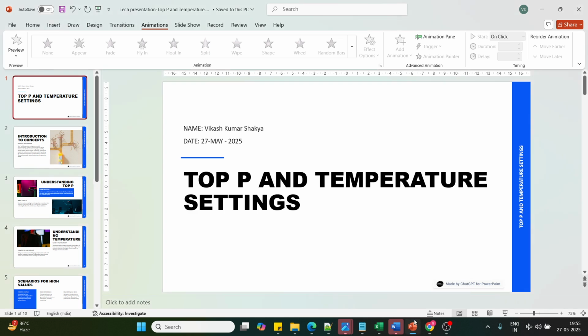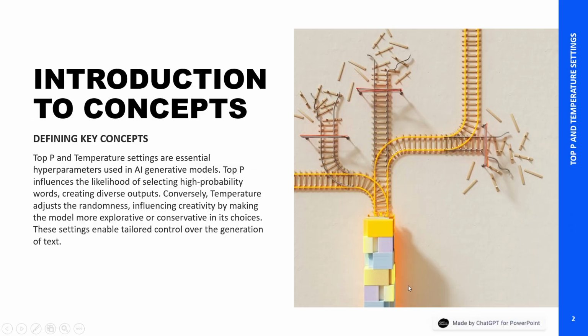So let me go through the slides and read the first slide, introduction to the concepts. Top P and temperature settings are essential hyperparameters used in AI generative models. Top P influences the likelihood of selecting high probability words, creating diverse outputs. Conversely, temperature adjusts the randomness, influencing creativity by making the model more explorative or conservative in its choices. These settings enable tailored control over the generation of text.